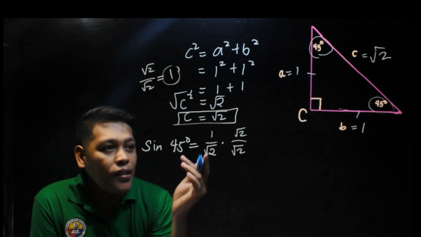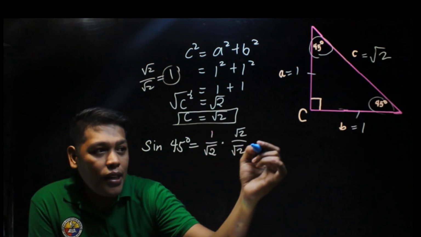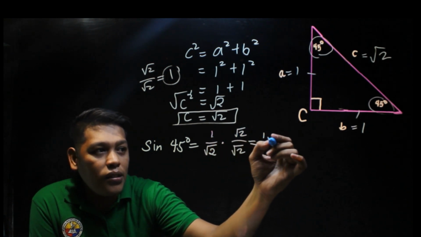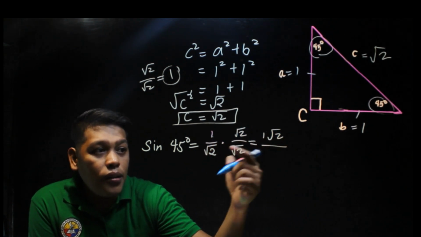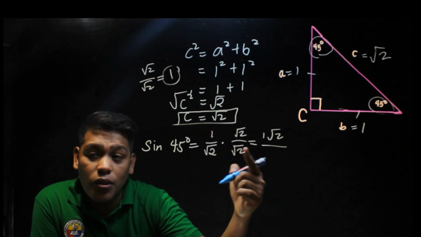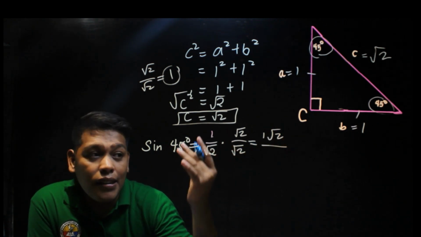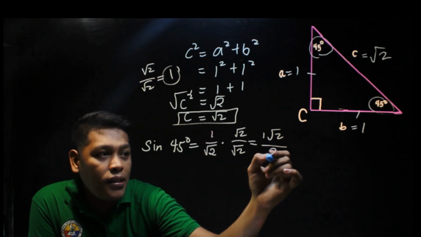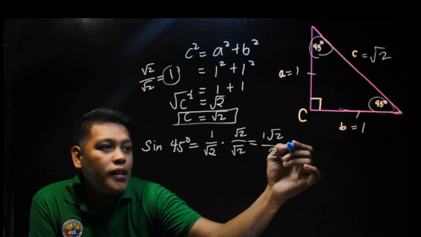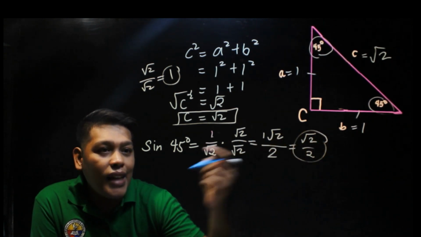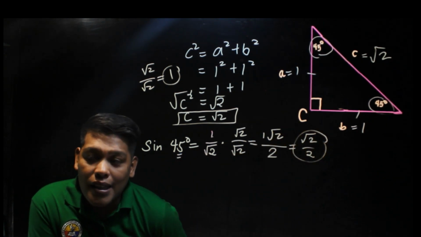Okay lang yan, no? Para ma-rationalize yung denominator, ang mangyayari dyan, 1 times square root of 2 is 1 square root of 2 over square root of 2 times square root of 2 is square root of 4. What is square root of 4? That is 2. So, ang sagot natin is square root of 2 over 2. That is the sine 45 degrees.